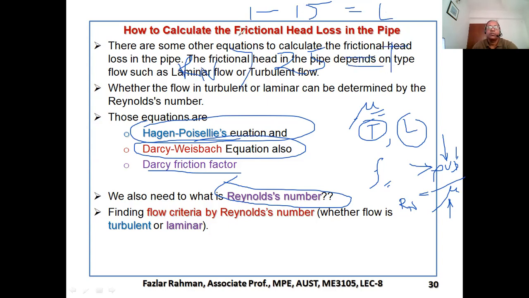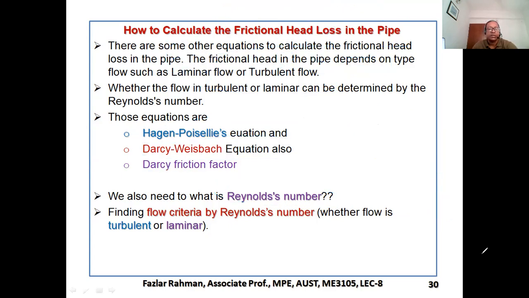So you need to know what this range is. Is it 1 to 15, or 25, or what else? And how will you figure out the Reynolds number? I will give you the formula. So right now, just remember we need to know the Reynolds number. We'll discuss the Reynolds number later on. So it's a flow criterion you need to find by the Reynolds number, whether the flow is laminar or turbulent. Then there is the friction factor.